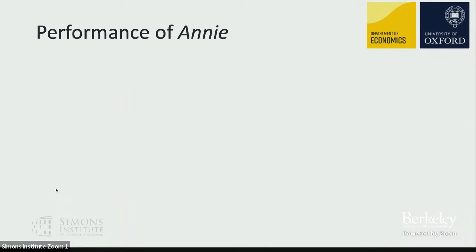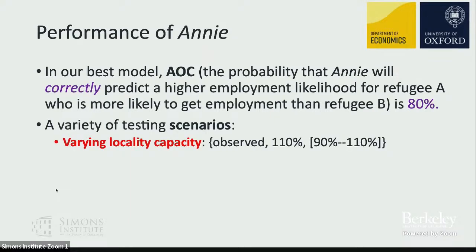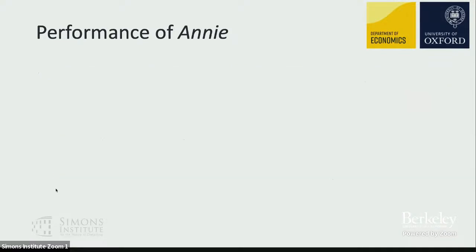In terms of performance, allow me to go a little bit quicker. I will just give you an idea. The area under the curve is about 80%. You might say, is this good or bad? It is what it is. Then we try different scenarios. When we test the software, we look at what really seems to matter. So I'll give you a very quick overview.